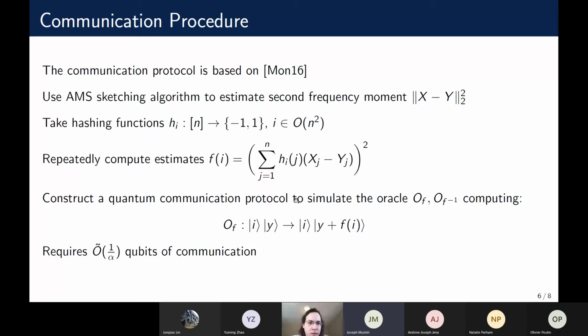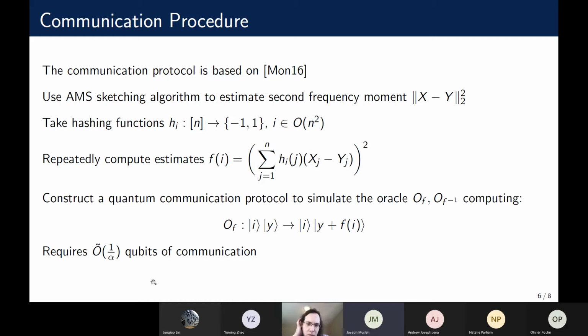And so the main contribution from the Montanaro paper was to construct a protocol for constructing these oracles, O of f and O of f inverse, which reversibly compute a mapping from these states where we have a register tracking the index and computing the addition of these hash estimates fi. And so the contribution from this paper is to simply take those quantum oracles and provide a communication protocol for Alice and Bob to compute their shared estimates, since they each have a portion of the data needed.